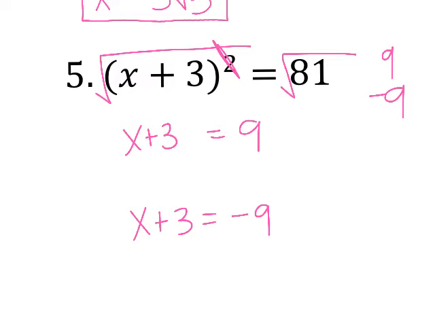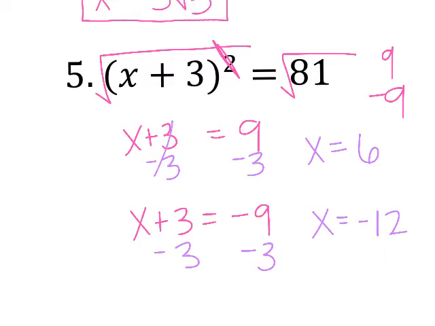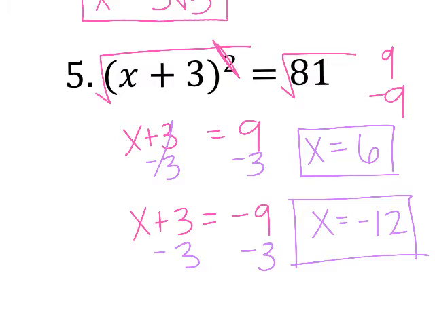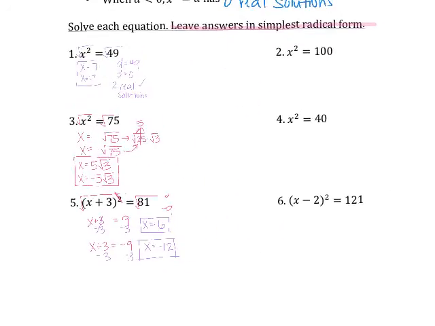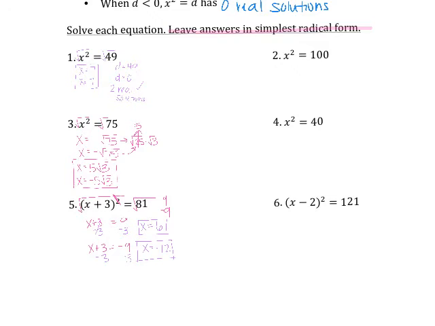Okay, all right, so to solve for x by itself, I'm just going to subtract 3 from both sides, and that gets me x equals 6, and if I subtract 3 from over here, that gets me a negative 12. So my answer here would be x equals 6 and x equals negative 12. That's still in the same section that we did those on. All right, let's go ahead and go on to page 2.